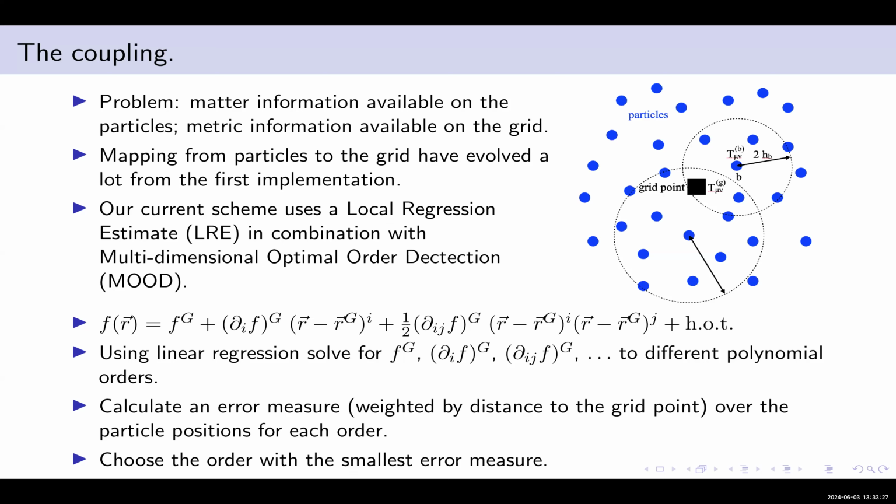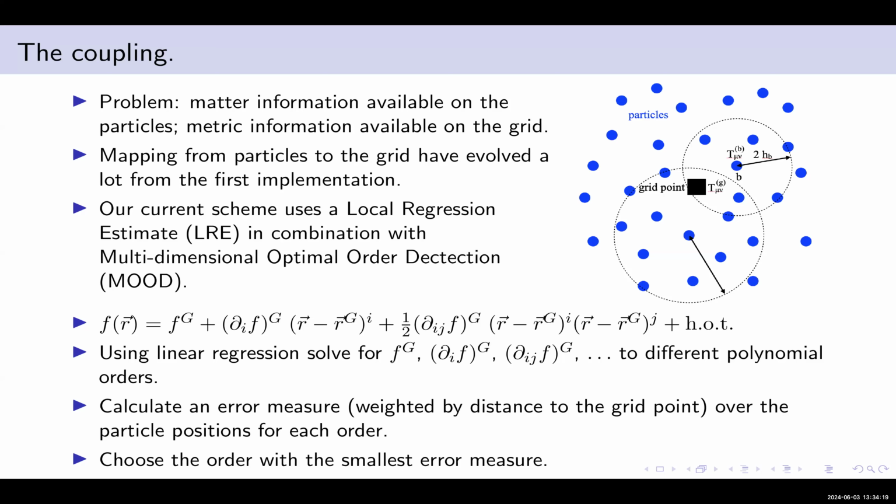So this is actually one of the points where we have to spend a lot of time in order to get things right and get things accurate. And so it has changed a lot from the first version of the code. The mapping from particles to grids is the most complicated part, essentially because the particles are distributed non-uniformly. So you have to figure out a way of getting quantities mapped accurately from a set of non-uniform points to whatever grid point you're interested in. The current scheme that we have uses what we call a local regression estimate in combination with something we call a multidimensional optimal order detection scheme. It's a mouthful.